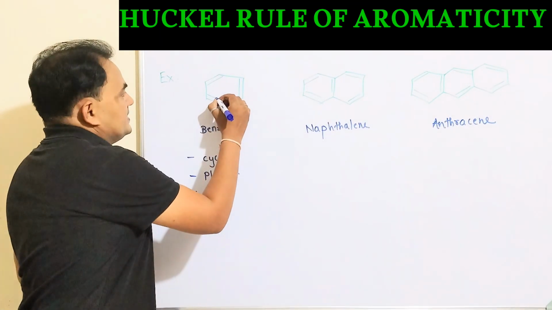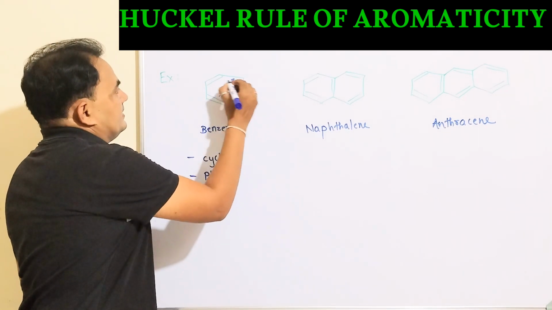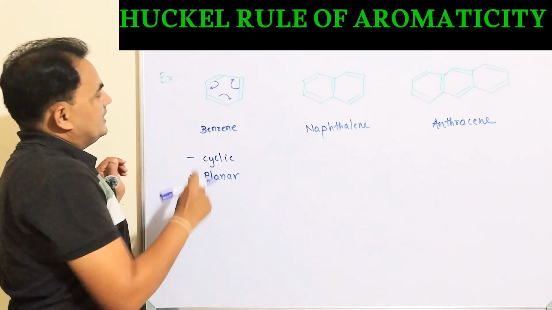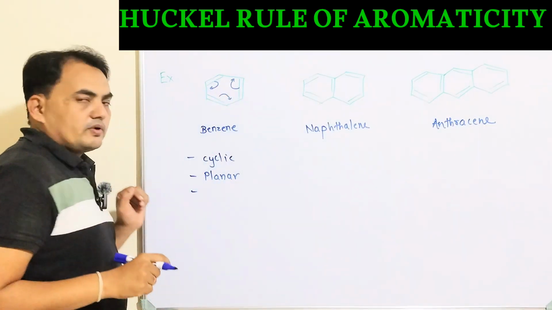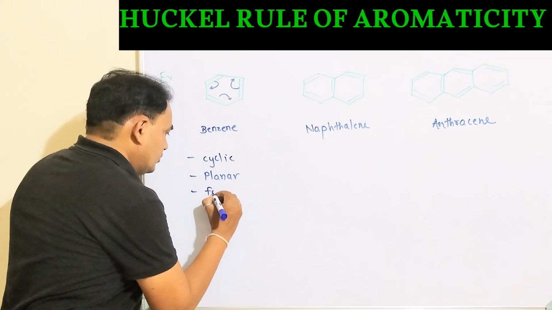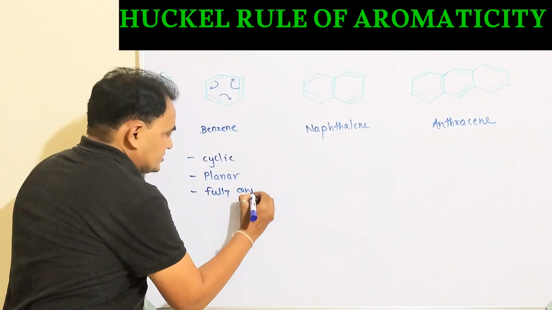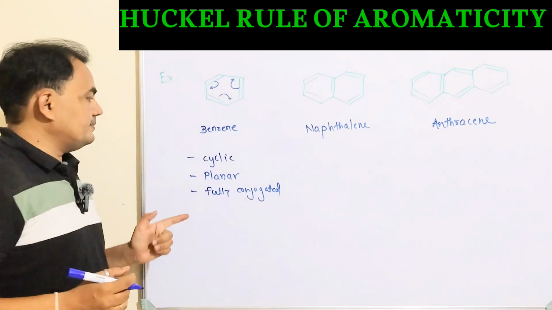Conjugated means the electrons can be resonated here. There are alternate double and single bonds: double, single, double, single, double, single, and there is conjugation. So it is a fully conjugated system. So these three conditions are satisfied by benzene.